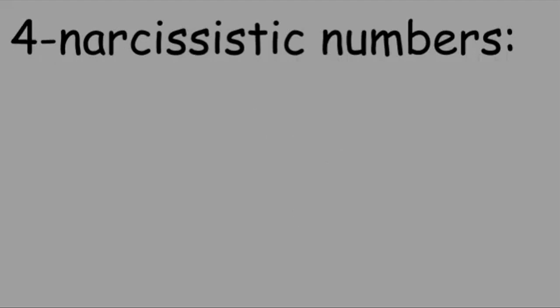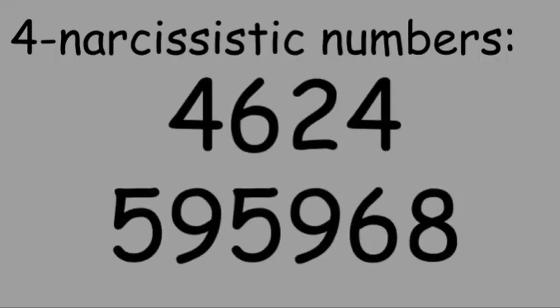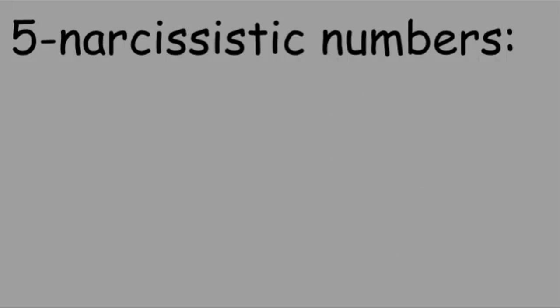Now I was really surprised to find that there were not one, but 2 four narcissistic numbers in existence: 4,624 and 595,968. If you do the sums, then you'll find that these are both correct. In theory, the limit is 1,000,000, which I calculated up to, so that is that. Up to 1,000,000, I could not find any 5 narcissistic numbers, but seeing that there could be some up to 10,000,000, I decided to waste 90 seconds of my life staring at my computer searching for it.